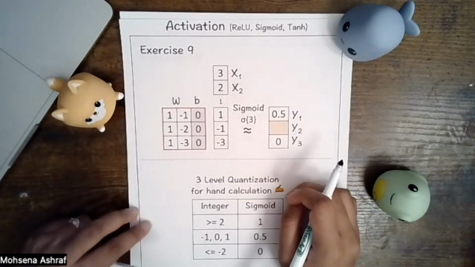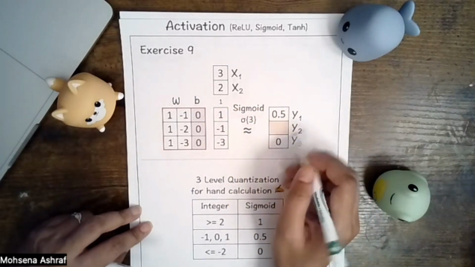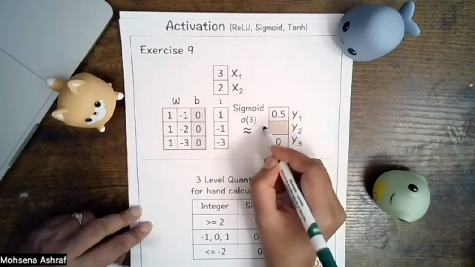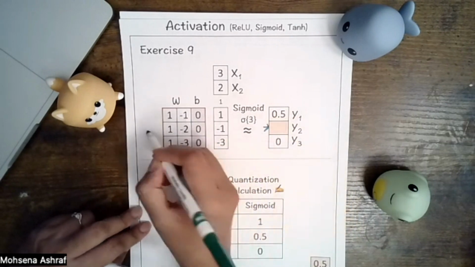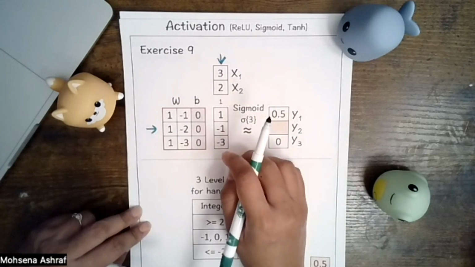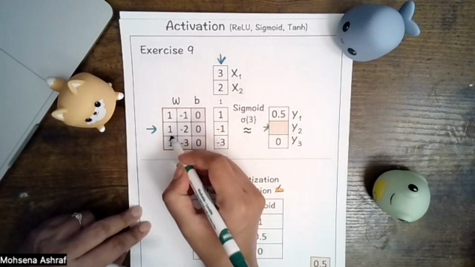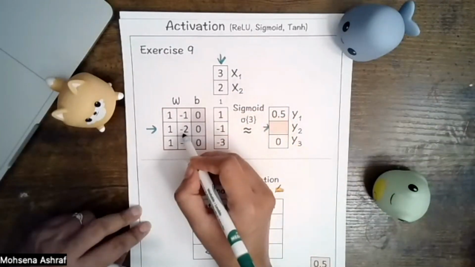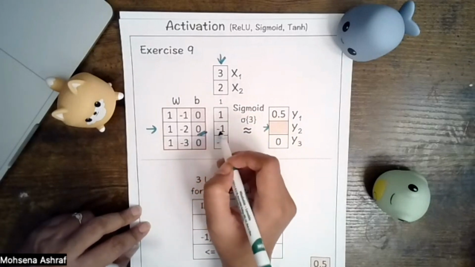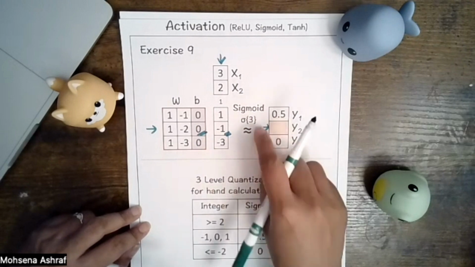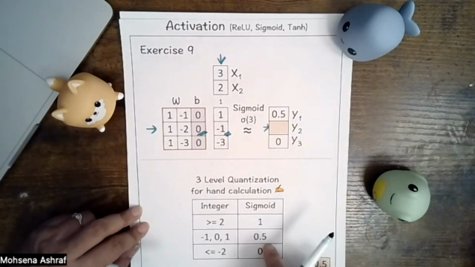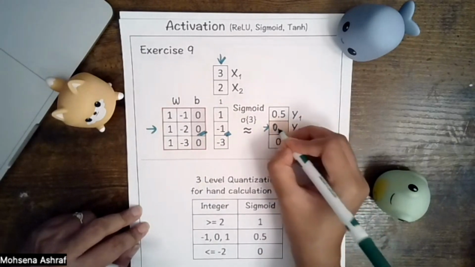Now for this exercise, again, we need to multiply the inputs with the weights and then add the biases. So for this particular value, we need to use this row and this input vector. So 3 into 1, 3, plus 2 into -2, -4, 3 minus 4 will give us -1, and then we add the biases. So -1 plus 0 will get -1. And if we use this 3-level quantization of sigmoid function, for -1, we will get 0.5. So we will get here 0.5.